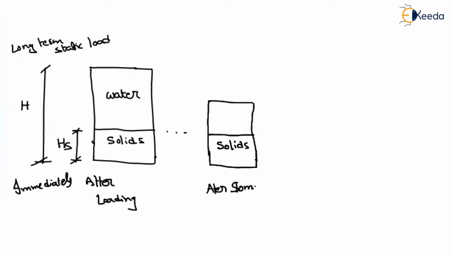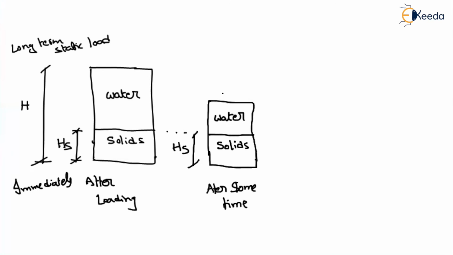After some time, what will happen? The expulsion of pore water pressure will start, and because of that, settlement occurs. The settlement occurs just because of the escaping of the water. That means the height of the water will decrease. Now this is your height of the water. So what will this remaining part be? It is nothing but the height of the solids. So what is the change in these two?